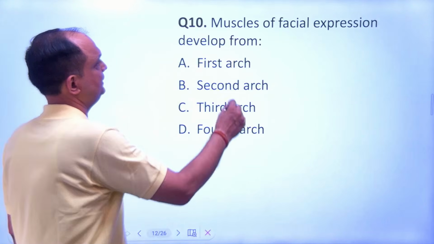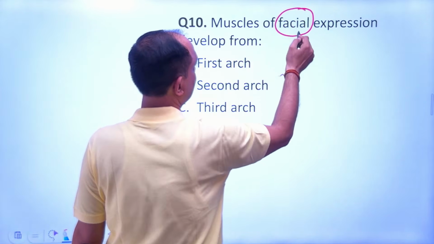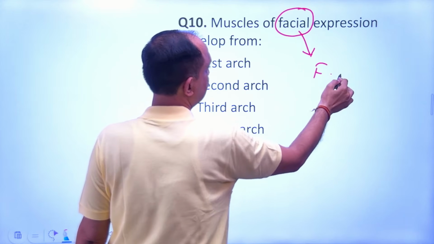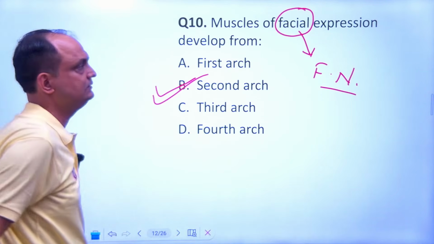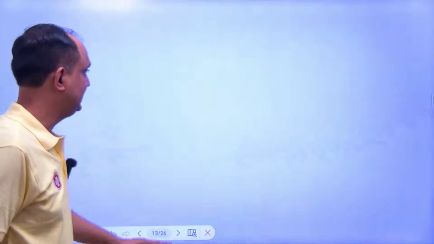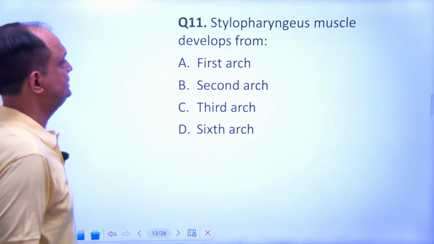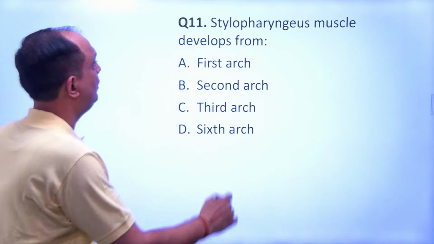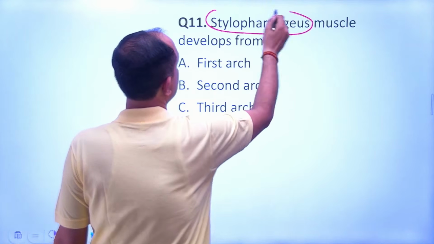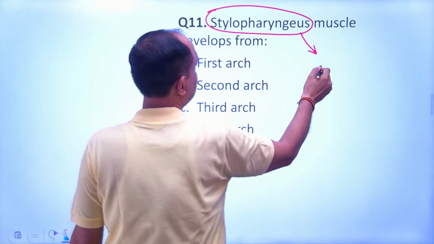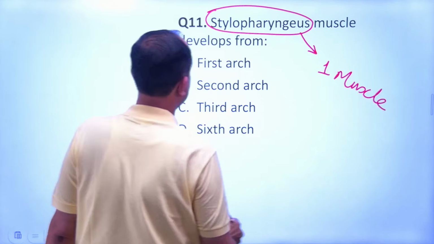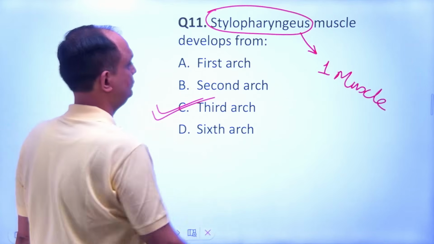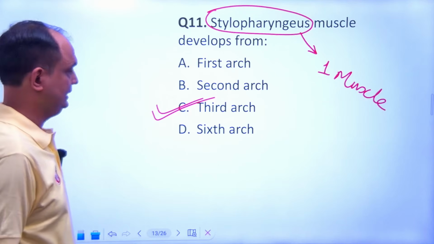Muscle of facial expression develops from. Now again the motor supply of the muscles of facial expression comes from the facial nerve, and facial nerve is a nerve of the second arch. So facial muscles develop from the second arch. Next question, stylopharyngeus muscle develops from. You have this question so many times, that there is only one muscle which develops from the third arch and is supplied by the glossopharyngeal nerve, and that is stylopharyngeus.